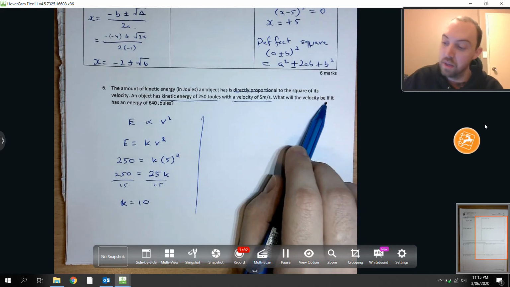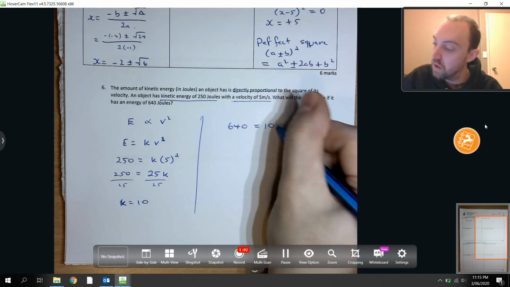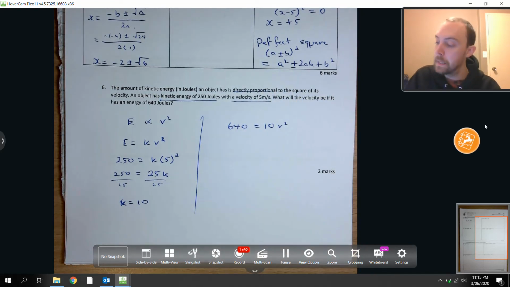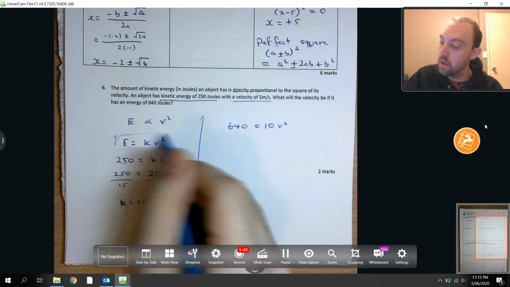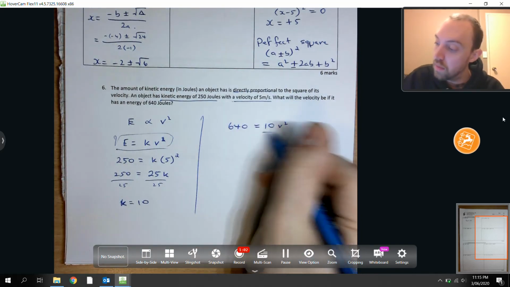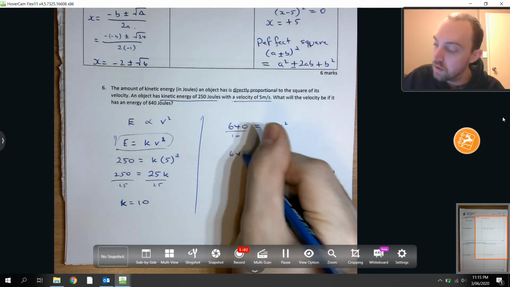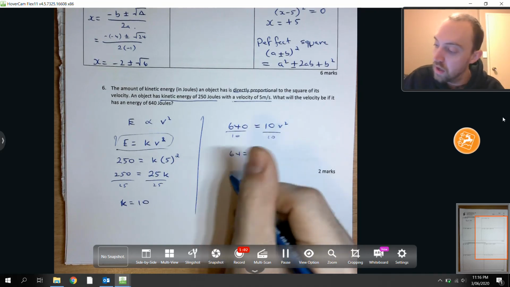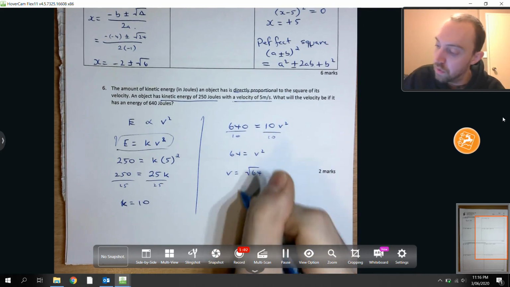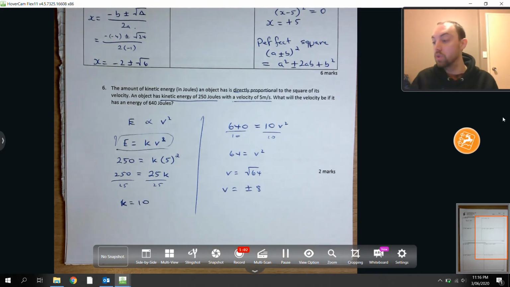What will the velocity be if it has an energy of 640 joules? So 640 is 10 lots of v squared. We've just substituted from here, and we know what k is, and we've also placed energy in. So divide both sides by 10 because we're trying to get the v by itself or isolated. We get 64 is equal to v squared. So v is equal to the square root of 64. V is equal to plus and minus 8. Anytime you take the square root, two solutions, positive solution and the negative solution.